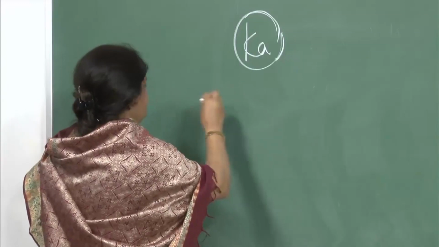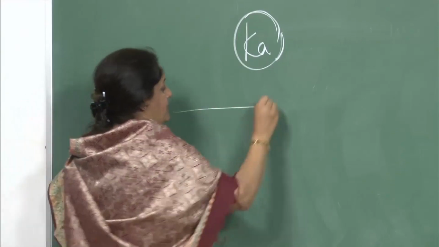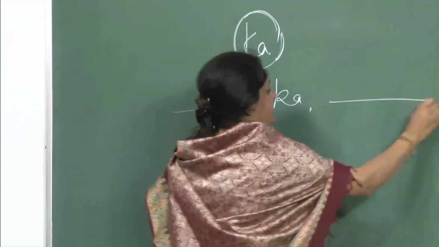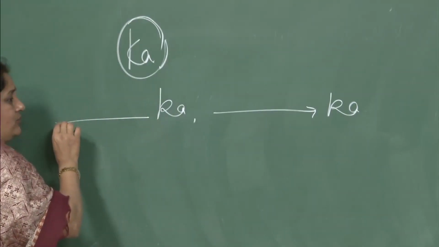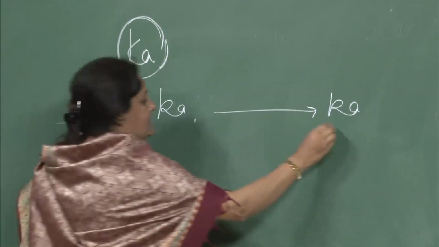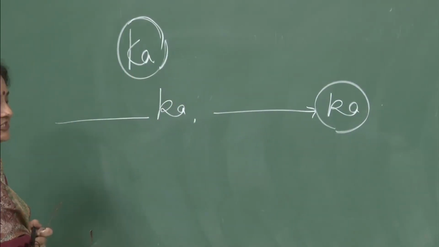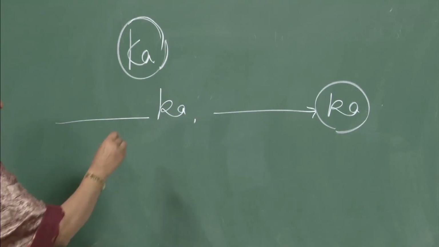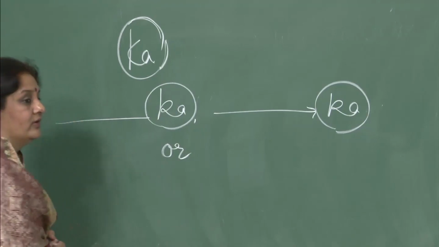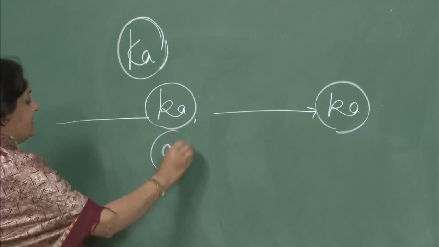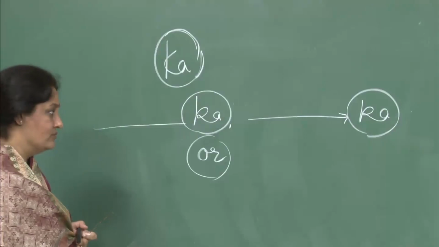So, first you will see that we have one ka over here and the next ka over here. So, we have two kas over here. Now, when you put it like this, this ka of course makes a sentence into a question. But this ka shows or, as in English. This is a choice between two.